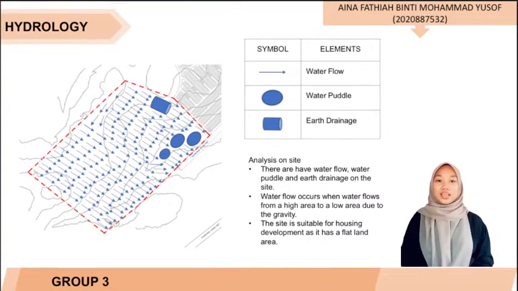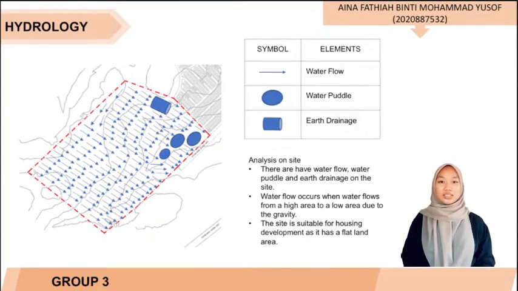Next, I want to present about hydrology analysis on site. They all have water flow, water puddle, and earth drainage on the site. Water flow occurs when water flows from a high area to a low area due to the gravity. The site is suitable for housing development as it has a flat land area.